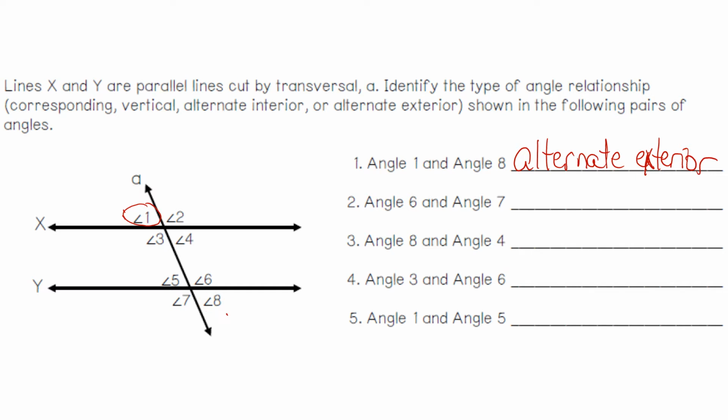Then we're going to look at, for number 2, angles 6 and 7. So we have 6 here and 7. Notice they are directly across from each other. They share a vertex. Therefore, they are vertical angles. They are also congruent.